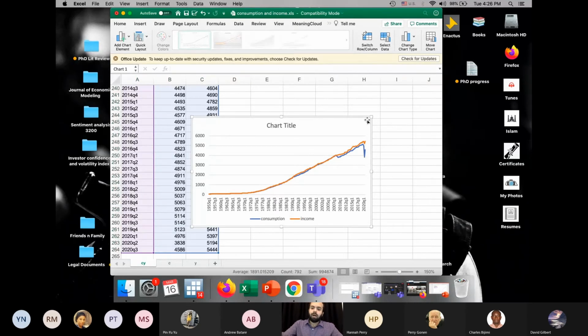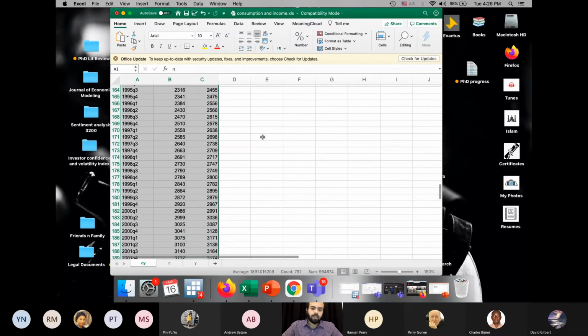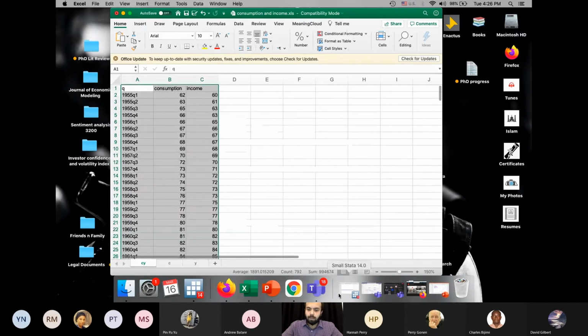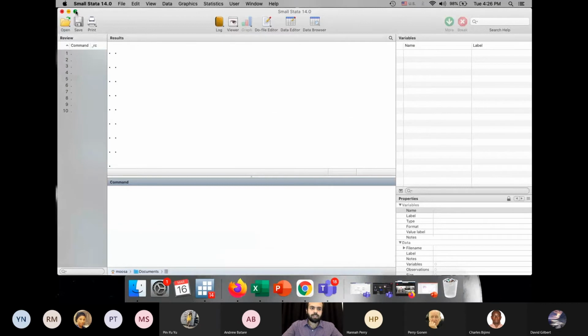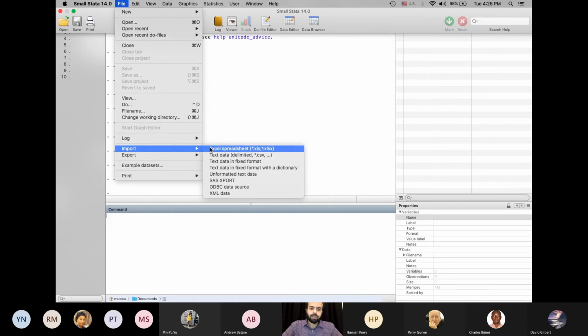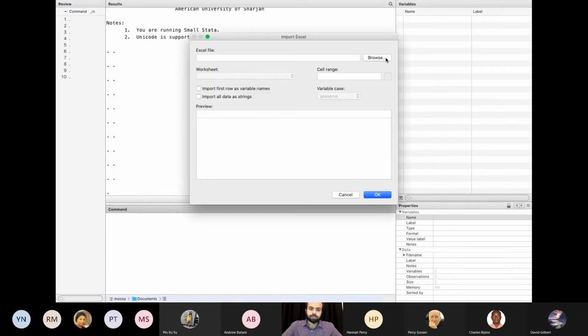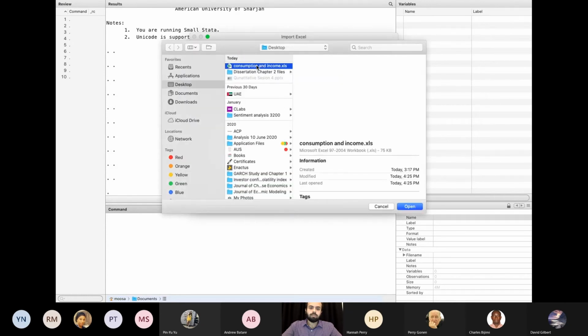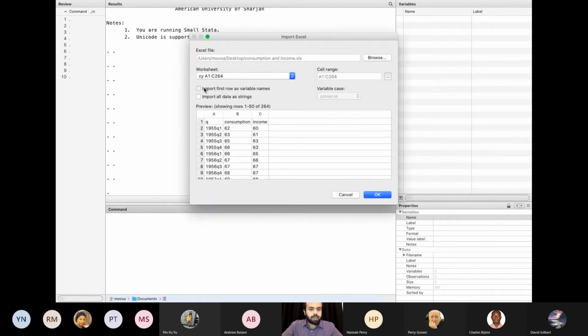But are these co-integrated, or is it going to be a spurious regression? If they are co-integrated, then we can have a vector error correction model. Most statistical packages can do that. I will just use Stata for demonstration. We are going to import this data set. Consumption and income, import first row as variable names.